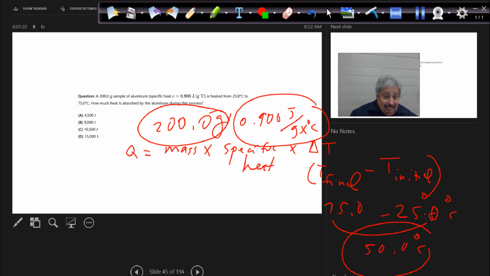See what will happen. This time, luckily, there's no answer available for you to cheat on, correct? So you have to tell me what the answer is. So 200 multiplied by 0.9 multiplied by 25, and the least number of sig figs is 3, correct? That's 3 sig figs.